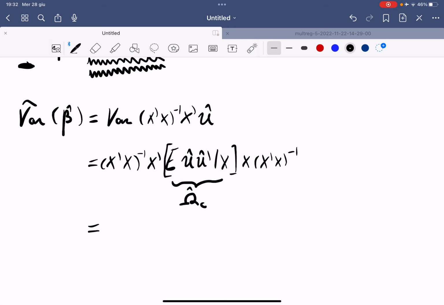So the cluster robust variance of the OLS estimator when there is clustering is equal to x transposed x inverse times x transposed omega_c times x transposed x inverse.